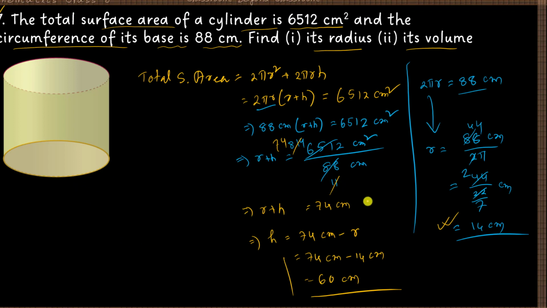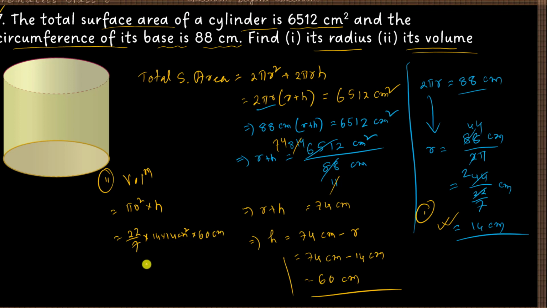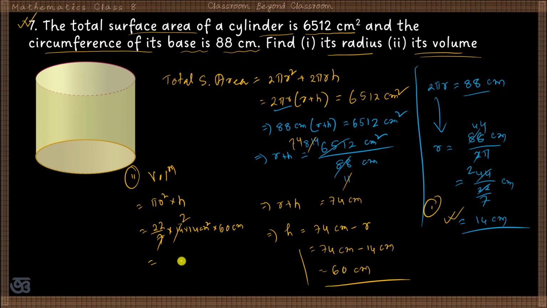So we have to find, this is actually number 1 and number 2 is the volume. So volume is equal to pi r square into h, and pi is 22 by 7. r is equal to 14 into 14 centimeter square multiplied by h equal to 60 centimeter. So 7 2s are 14. This is equal to.